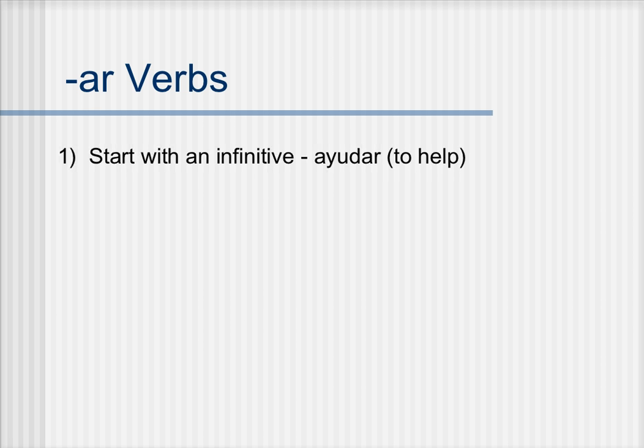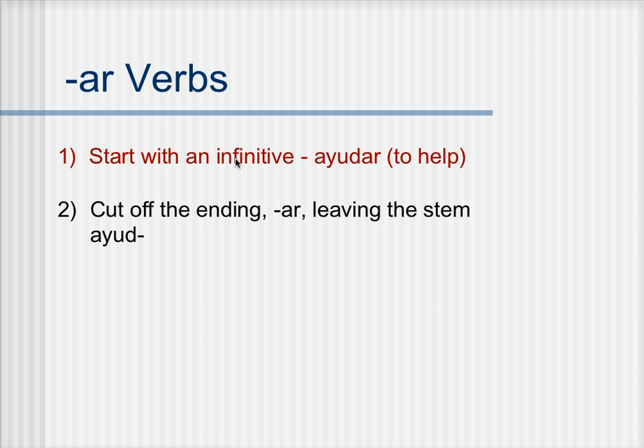In AR verbs, basically the process that you follow is you start with an infinitive. Remember that an infinitive is a verb that has the AR, ER, or IR ending on it. Today we're going to start with the verb ayudar, which means to help. So that's the first thing, start with the infinitive. Step number 2, you cut off the ending, which is the AR, the back part here, leaving the stem AYUD.